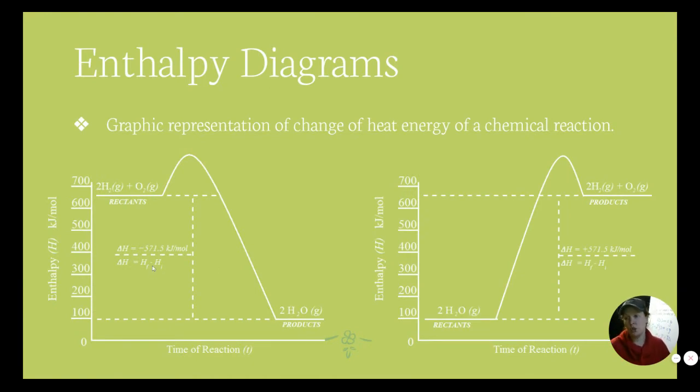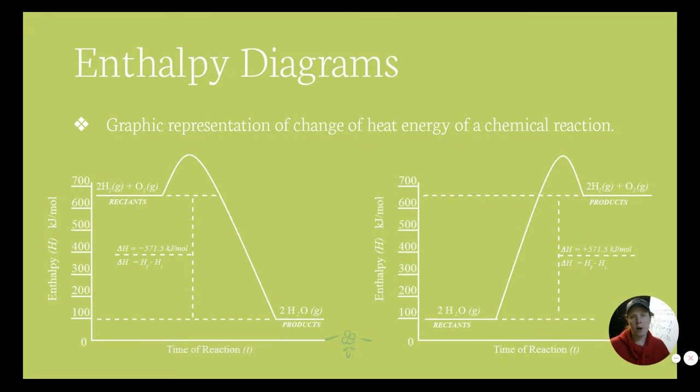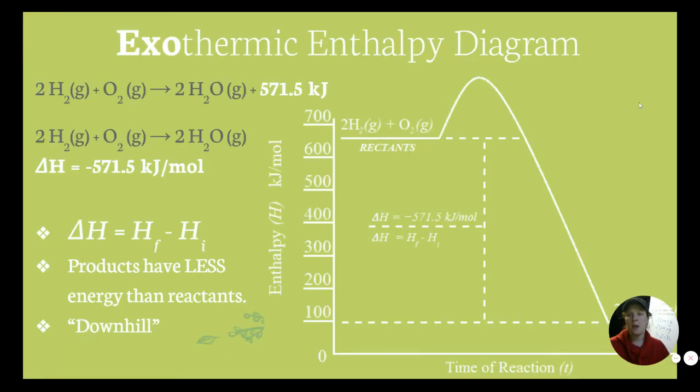Here are examples of what you can expect these graphs to look like for a chemical reaction. Let's pick each one apart. We're going to talk about exothermic and endothermic reactions and how those graphs differ. I'm going to use the same example from the previous video, the formation of water.